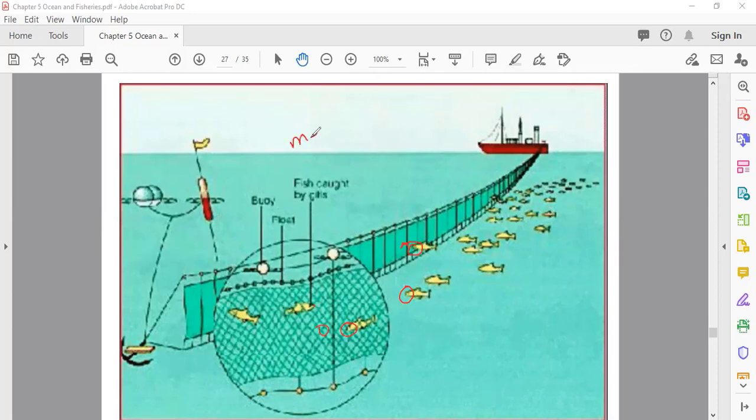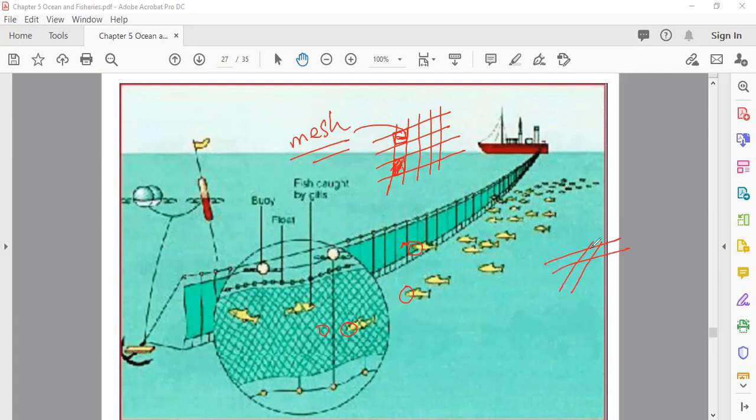We're using the word mesh. We use it again. For example, this is the net. I'm drawing a net for you. Let's say this is a net. So the size of this box is known as the mesh. Once again, this size, how big this box is, or sometimes if the net is in this way, for example, this one, this is the mesh. We will discuss this one also.